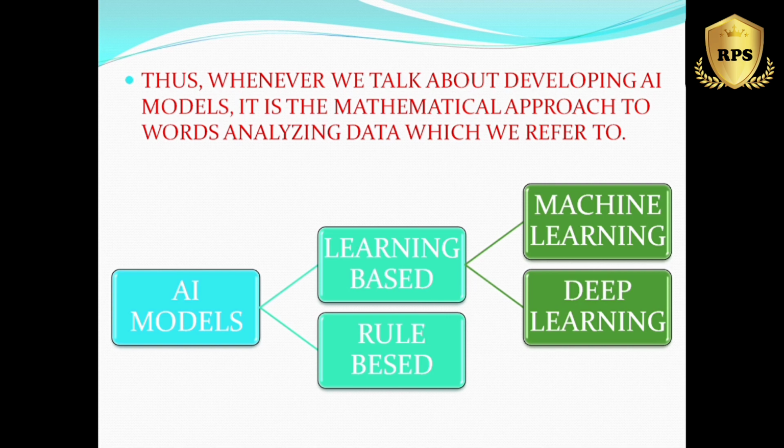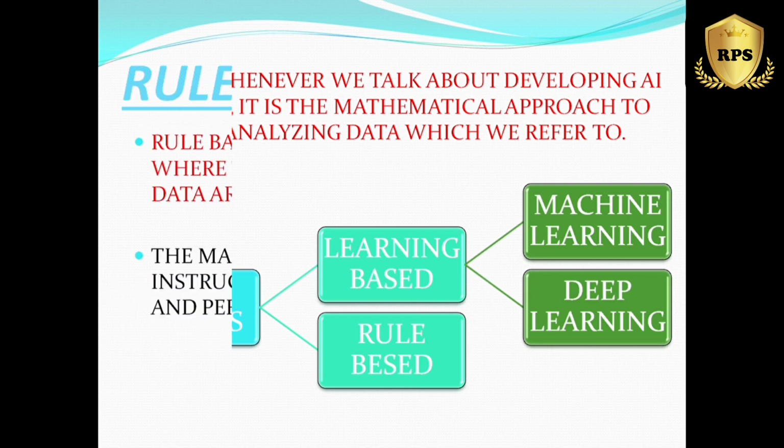Here we divide AI models into two parts and one subpart into two more parts. Let us see. The AI model is here. This AI model is divided into two parts, learning based and rule based. Rule based is not further divided, but learning based is further divided into two parts, that is machine learning and deep learning. Let us understand about rule based and learning based approaches or models.